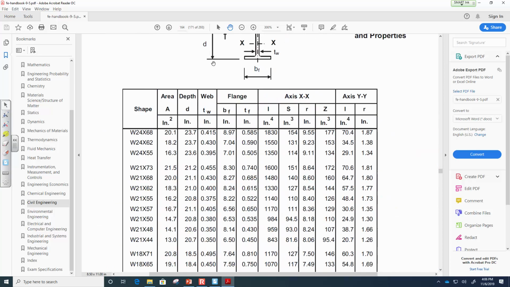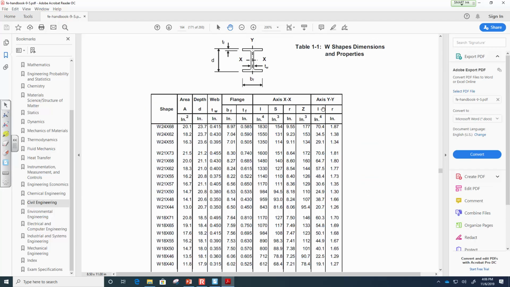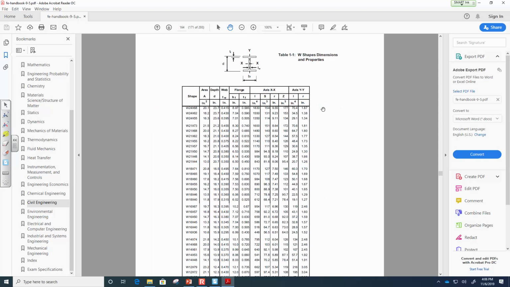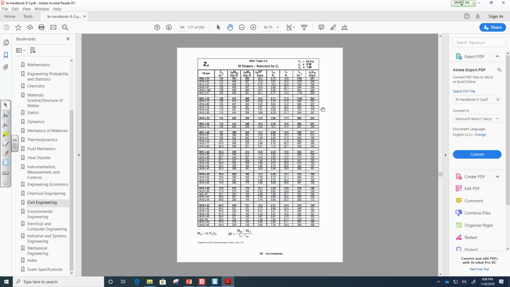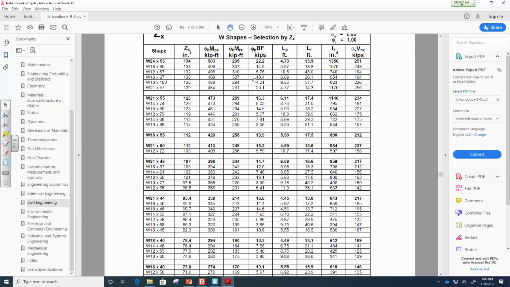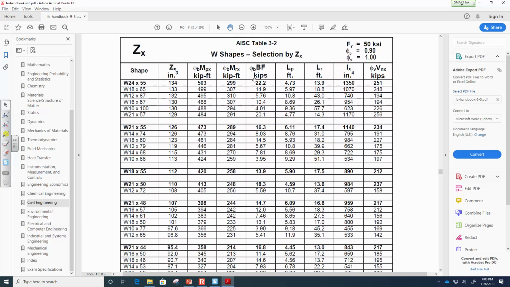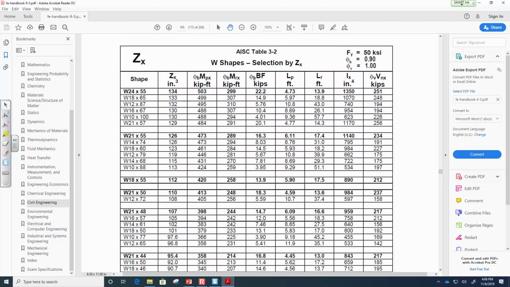Now the manual does provide you some basic section properties for some W shapes: the area, the depth, the web thickness, flange dimensions, some flexural properties, you know, I and radius of gyration. Y'all remember that. Now, this table is your ZX chart. These are your ZX tables. So remember, we use these for beam design.